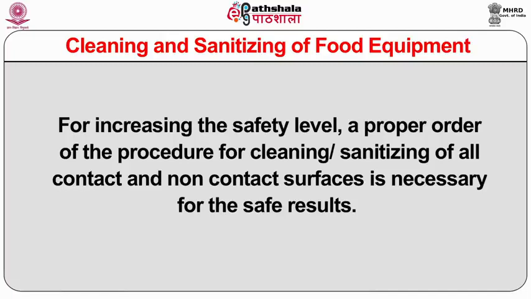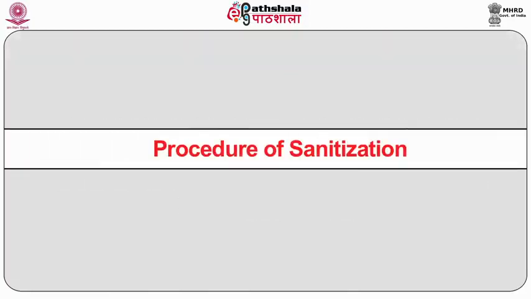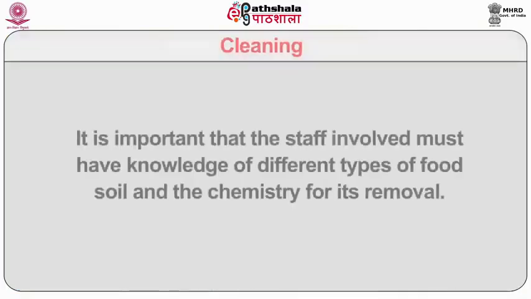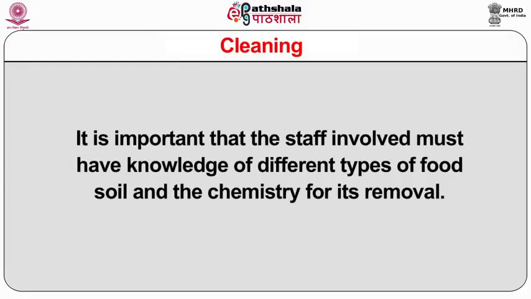For increasing the safety level, a proper order of the procedure for cleaning and sanitizing of all contact and non-contact surfaces is necessary for safe results. Now, we are going to discuss the procedure of sanitization. Sanitization involves cleaning. First of all, we need to use appropriate detergent or chemicals under recommended conditions for complete removal of food soil. It is important that the staff involved must have knowledge of different types of food soil and the chemistry for its removal.